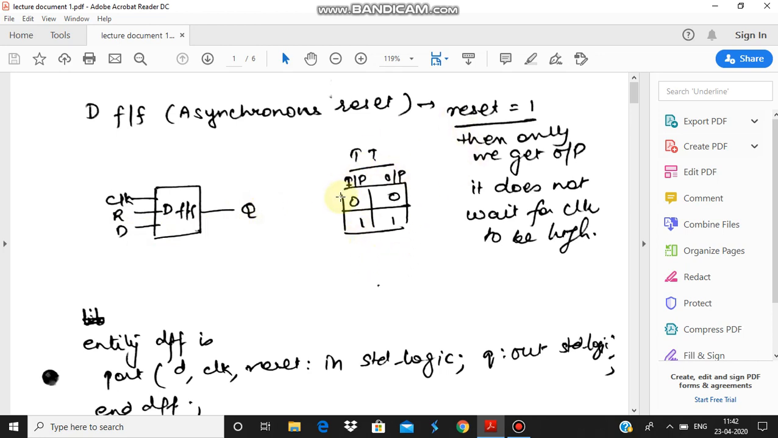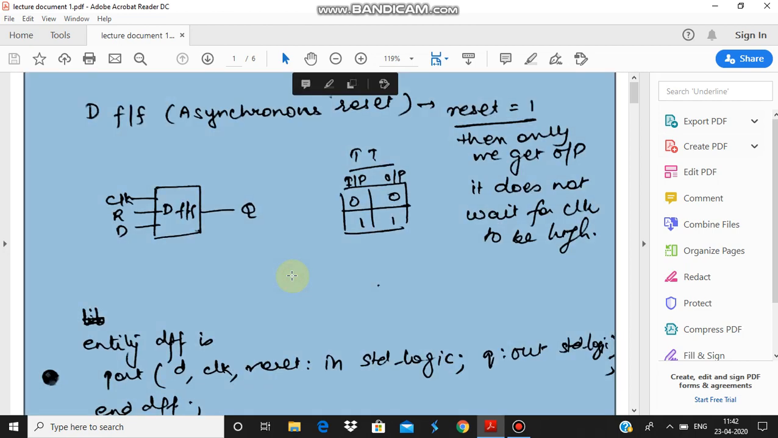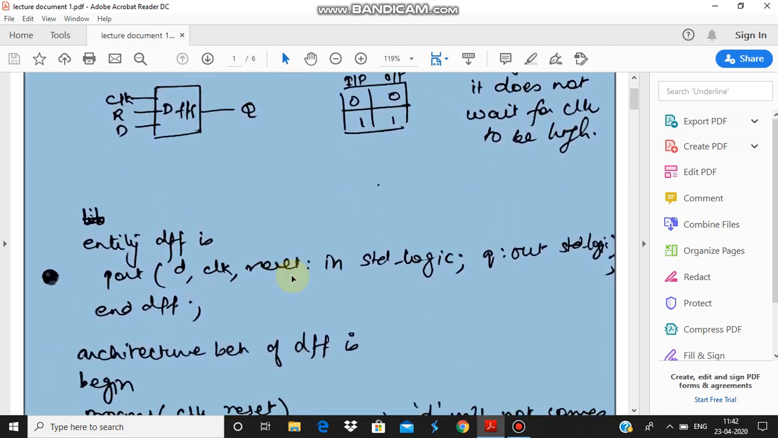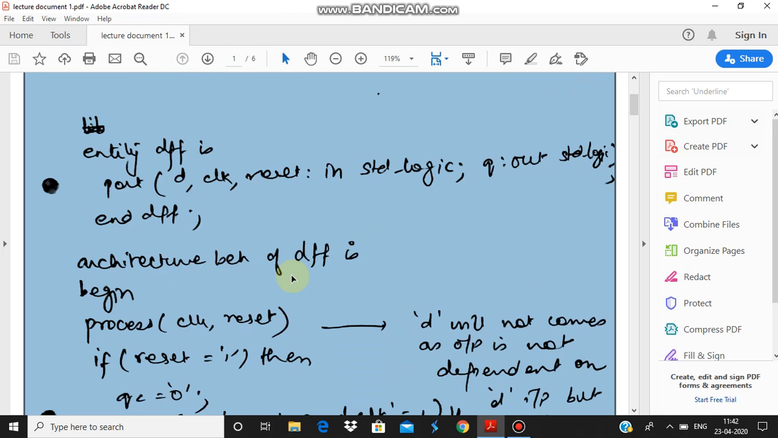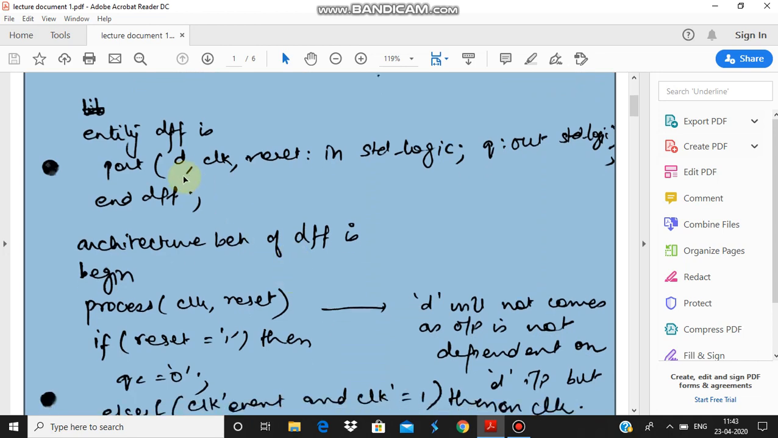This is your truth table where input is nothing but the D and Q is your output. So whenever D is 0, output is 0. Whenever D is 1, output is 1. If I want to write the VHDL code for this asynchronous D flip-flop, I have written it using this entity, where the entity is D flip-flop and the port has D, clock and reset as my input and Q as my output.